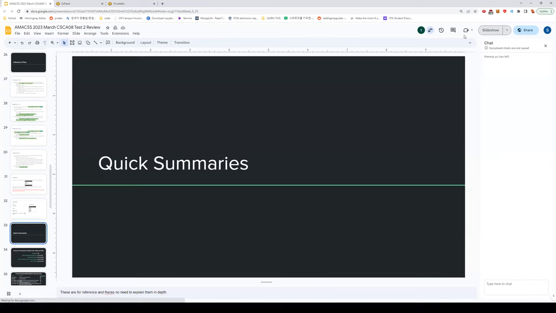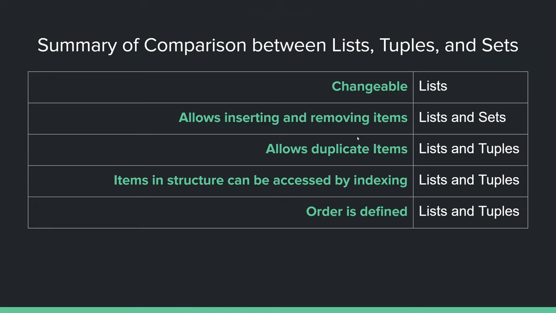All right, well, we'll go through a quick summary. We won't go too much in depth into this, but a list is changeable or mutable, so you can edit the elements in the list or insert or remove items. You can insert, remove items in lists or sets, but you're not taking up sets. And lists and tuples, they allow duplicate items. Items in the structure can be accessed by indexing, and the order is defined. Meanwhile, dictionaries, they don't have a specific order.